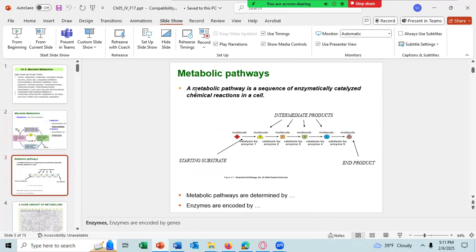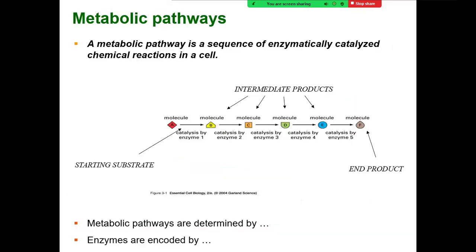A metabolic pathway is a sequence of enzymatically catalyzed chemical reactions in a cell. So we can have one reaction, molecule A being made into molecule B, and enzyme 1 undergoes catalysis, meaning enzyme 1 makes this reaction occur. And then molecule B has another chemical reaction where it can be changed into molecule C, and that happens by enzyme 2.